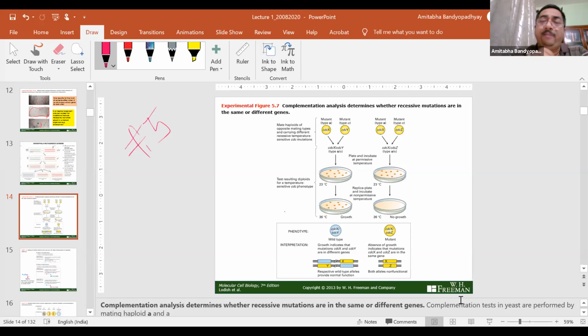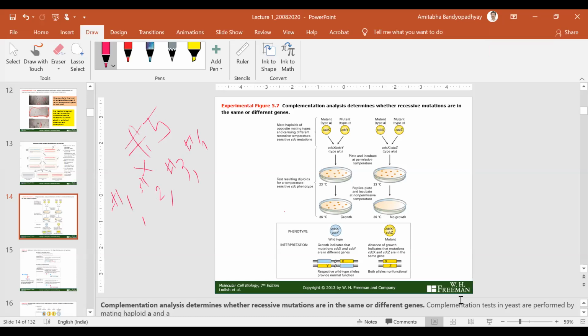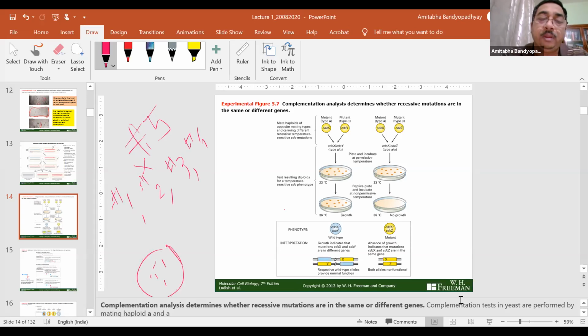Mutant number 5, you crossed it with number 1, number 2, number 3, number 4, whichever. And you saw that none of the diploids, meaning 5-1, 5-2, none of the diploids can grow at 36 degrees. What will be your guess?